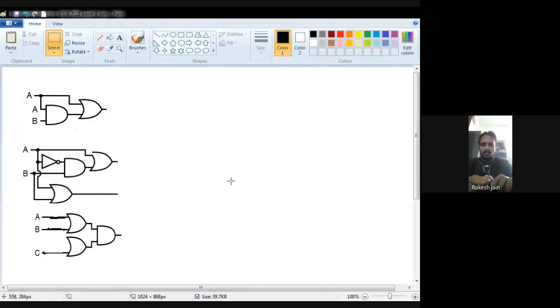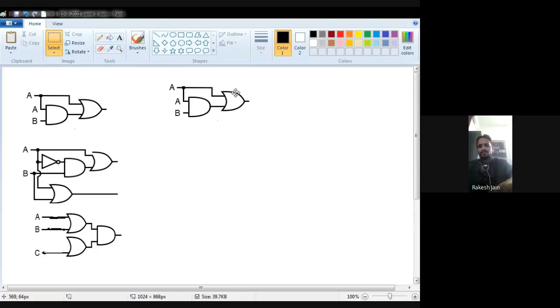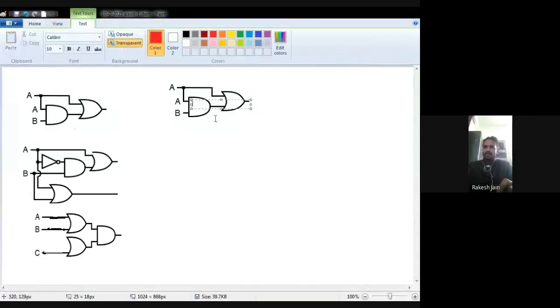Now see, there are 3 questions, there are 3 logic diagrams, and we have to find out the expression for the output. So now we begin. First of all we will start with this first one. I just paste it at the right hand side. Now first of all we should know about the logic gates, which gates are in use.